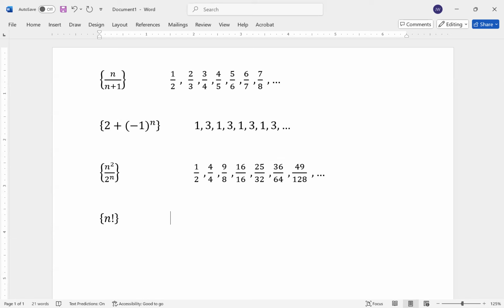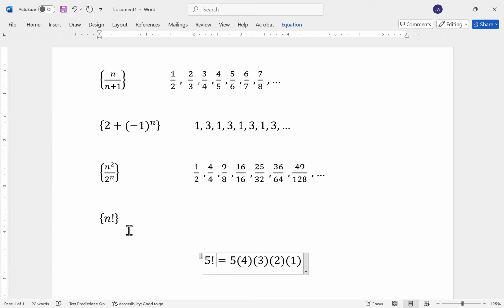Now for this last sequence, we have to know what this symbol is. This exclamation point is a factorial symbol. And n factorial means that I take every positive integer from n down to 1, and I multiply them all together. So for instance, if I would have 5 factorial, that means I take 5 times 4 times 3 times 2 times 1.